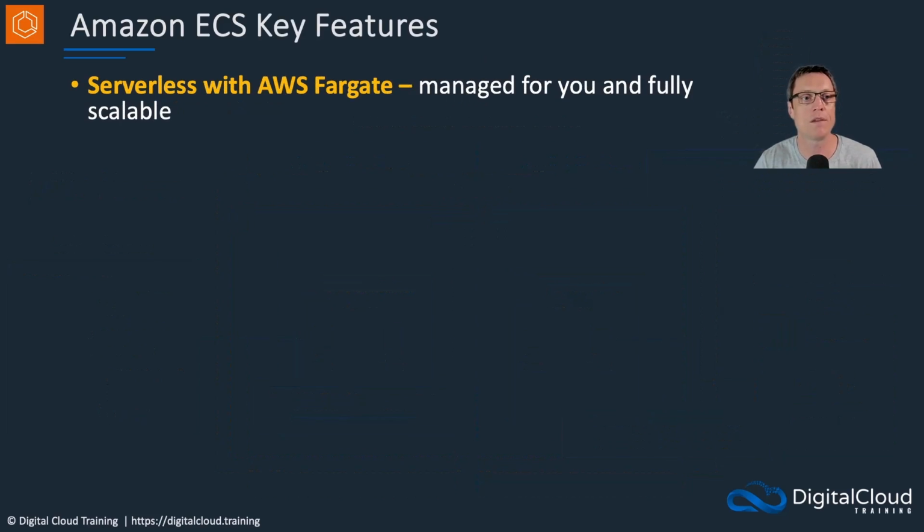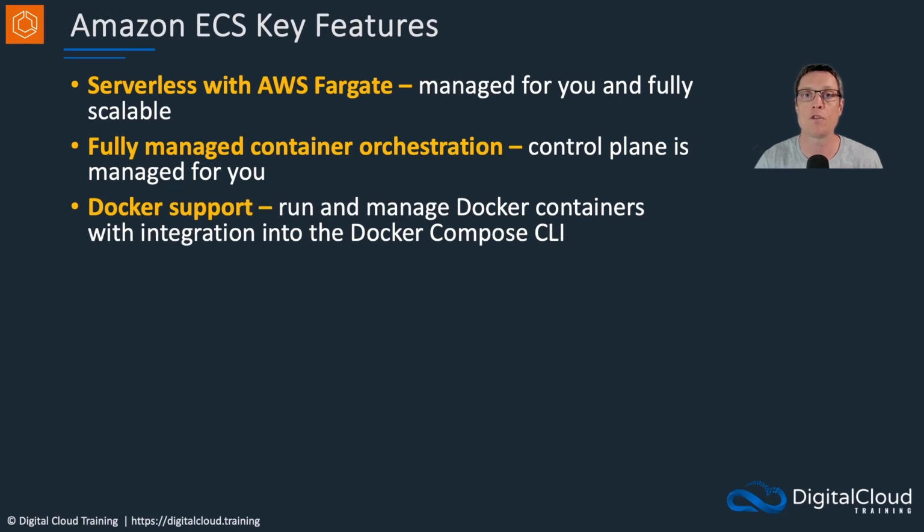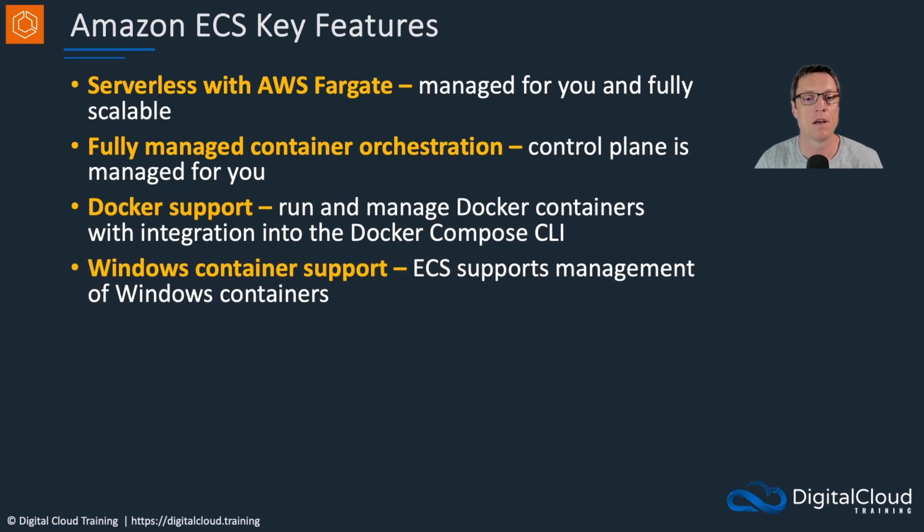So let's have a look at some key features. We've got a serverless option with AWS Fargate. That means you don't have to manage any of those ECS container instances yourself. It's managed for you and it's fully scalable. It provides fully managed container orchestration, so the control plane is managed for you with ECS. There's Docker support, so you can run and manage Docker containers with integration into the Docker Compose command line interface. There's also Windows container support as well.